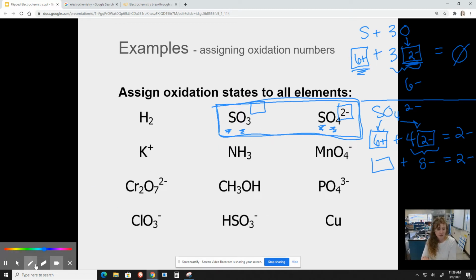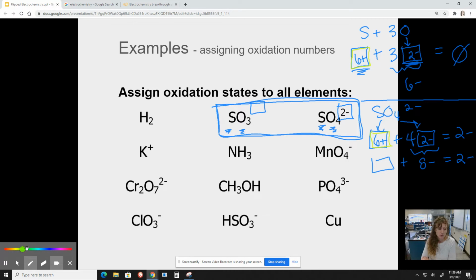Now, notice that the sulfurs both end up with a 6 plus charge. That's totally coincidence. It doesn't always happen. Sulfur will not always be a 6 plus. It's going to depend on what's around it and how those electrons are distributed.